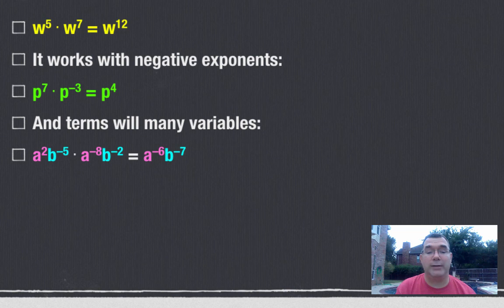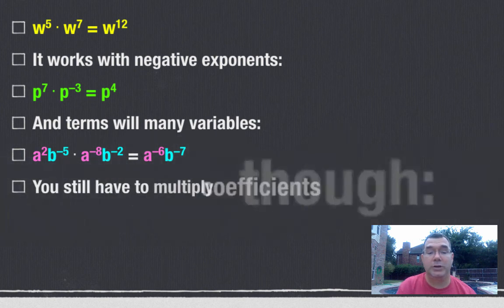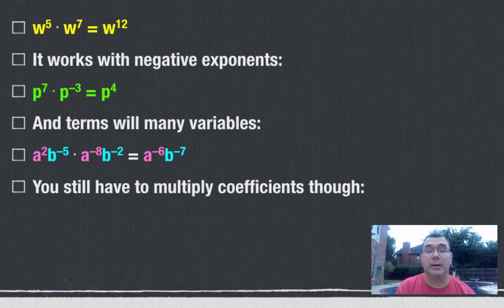So looking at a squared times b to the negative 5 times a to the negative 8 times b to the negative 2. If I add the exponents that are with the a's, that's 2 plus negative 8. That gives me a to the negative 6. And if I add the exponents that are with the b's, b to the negative 5 times b to the negative 2 is going to give me b to the negative 5 plus negative 2, which is negative 7. So my answer is a to the negative 6, b to the negative 7, adding the exponents because I'm multiplying terms.